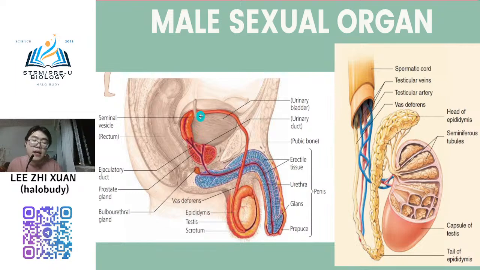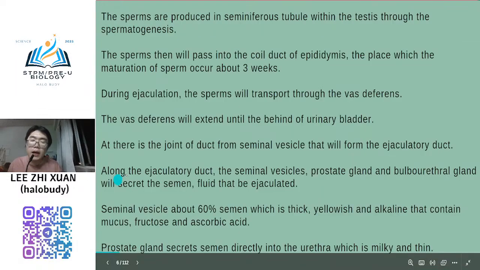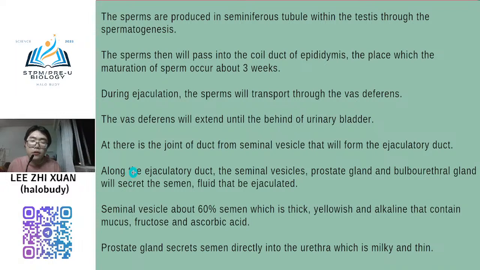After that, they will have other structures we call the seminal vesicle, the ejaculatory gland, the prostate gland, and also the bulbourethral gland. All of these have their own function. So what are their functions? Normally if you see this, there is a joint of duct from the seminal vesicle that will form the ejaculatory duct. This duct and the seminal vesicle will secrete the semen, which is the fluid that will be ejaculated, and also the fluid that is responsible for sperm to swim.